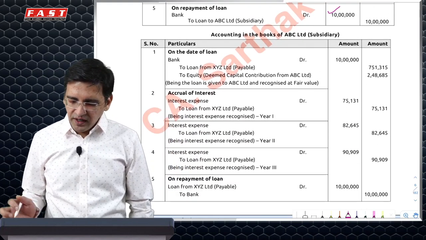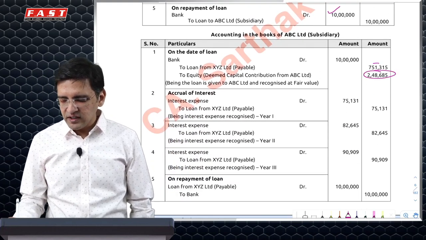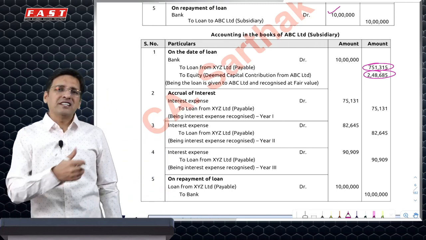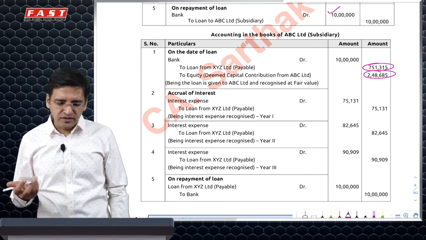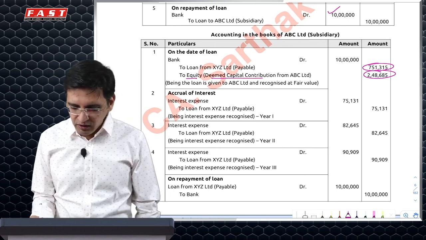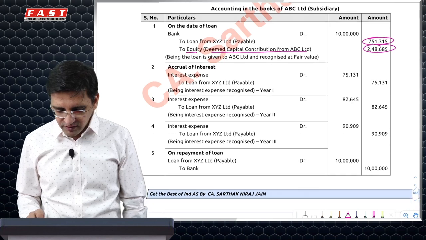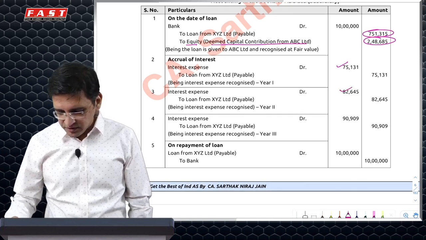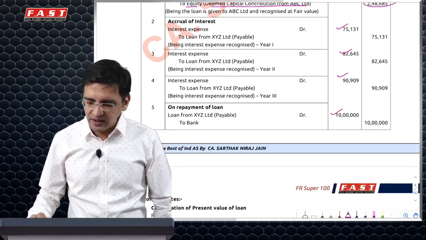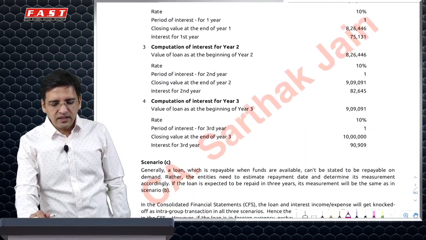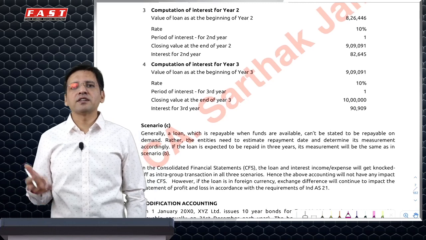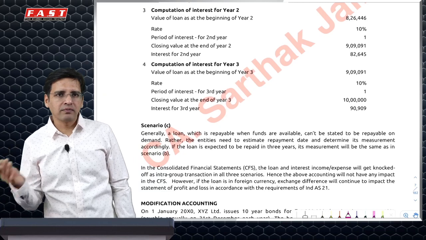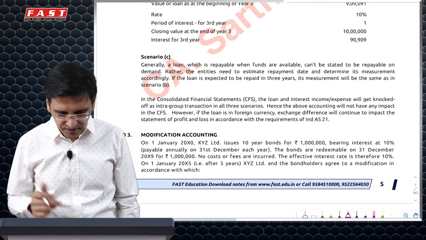In the books of subsidiary, again, subsidiary also will recognize financial liability at fair value 751. The benefit which it has got, it has got from the parent company and it is treated as equity. So deemed capital contribution and will form part of other equity. Then it will have to book interest expense at effective interest rate of 10%, and then finally it pays 10 lakh rupees, comes out to zero. What happens in consolidated financial statement essentially, so these will essentially get knocked off. So it will have no impact because this is intra-group transactions.